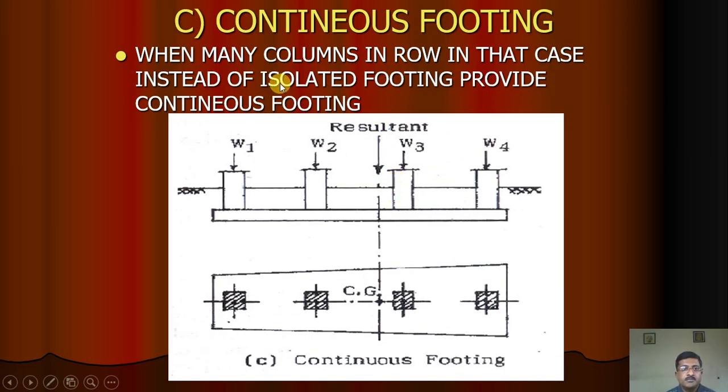Then continuous footing: when there are many columns in a row, in that case instead of isolated footing, we provide continuous footing. If many columns are there, a separate footing every time is not advisable. So in that case a single base is provided for those columns. If it is more than two columns, then we term this a continuous footing. It is a continuous base for these four columns in this case.